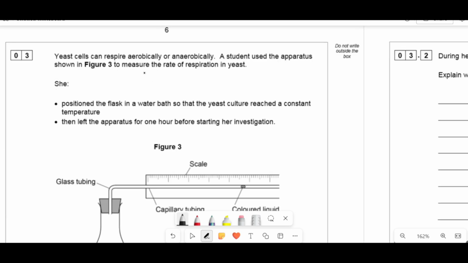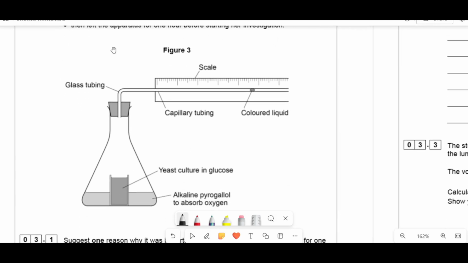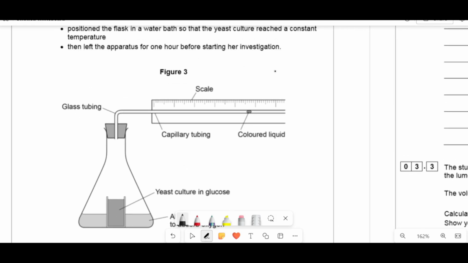There you go. Yeast can respire aerobically and anaerobically. A student uses the apparatus in figure 3 to measure the rate of respiration in yeast. So what they did is they positioned the flask in a water bath so the yeast culture could reach a constant temperature, and then they left the apparatus for 1 hour before starting their investigation.